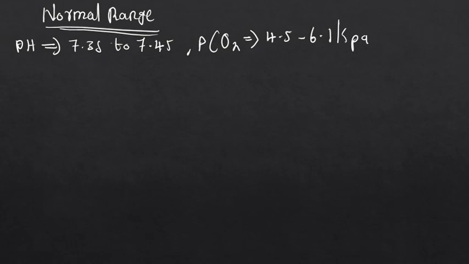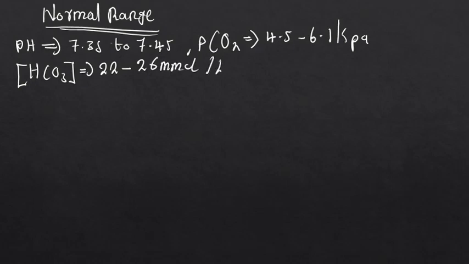How about the bicarbonate concentration? Bicarbonate concentration is supposed to be 22 to 26 millimole per liter. Anything that is outside of that is said to be abnormal.